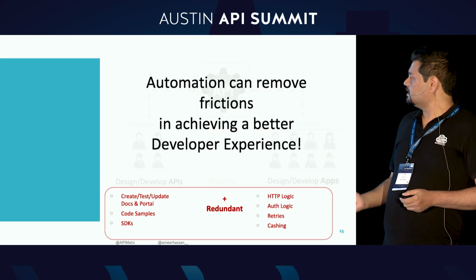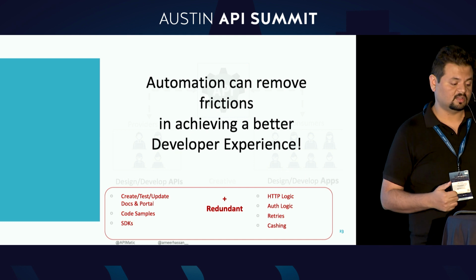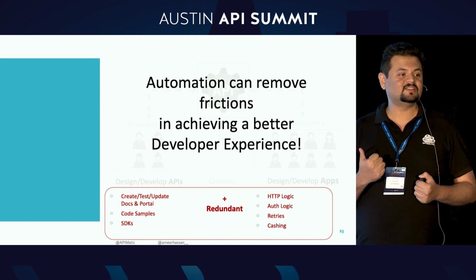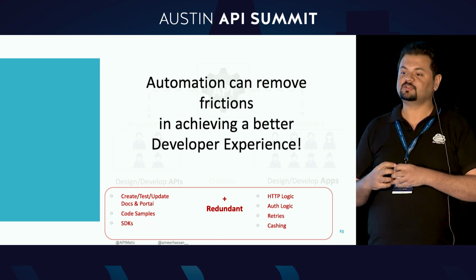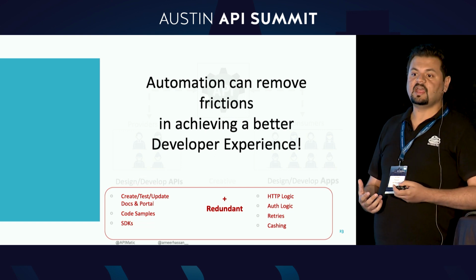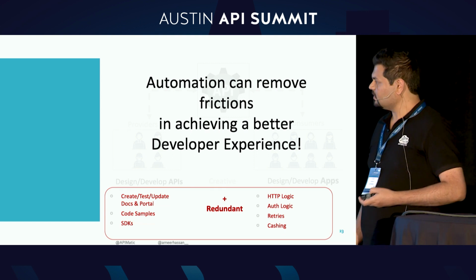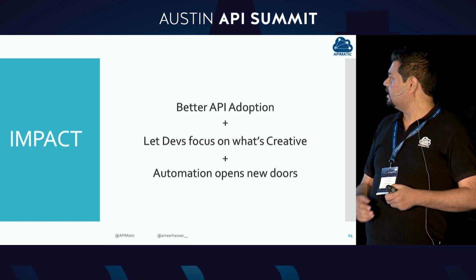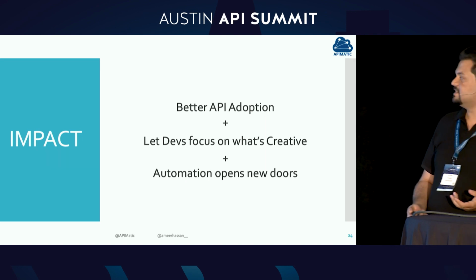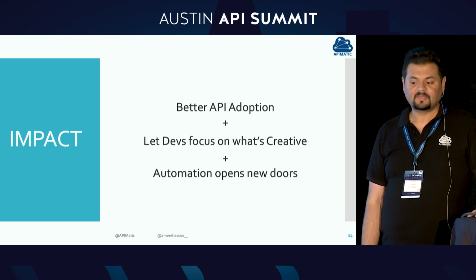So the thing is that automation basically can take care of this, but the cost here is the opportunity cost that these developers could have been doing in terms of creating new products, developing those APIs, and that's the actual loss that you're going to hit on your roadmap. So the impact: you get better API adoption with SDKs. You let developers focus on what's creative.